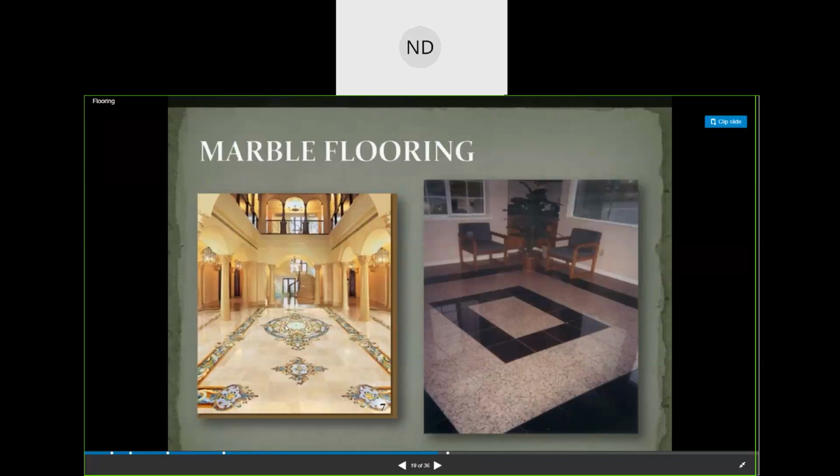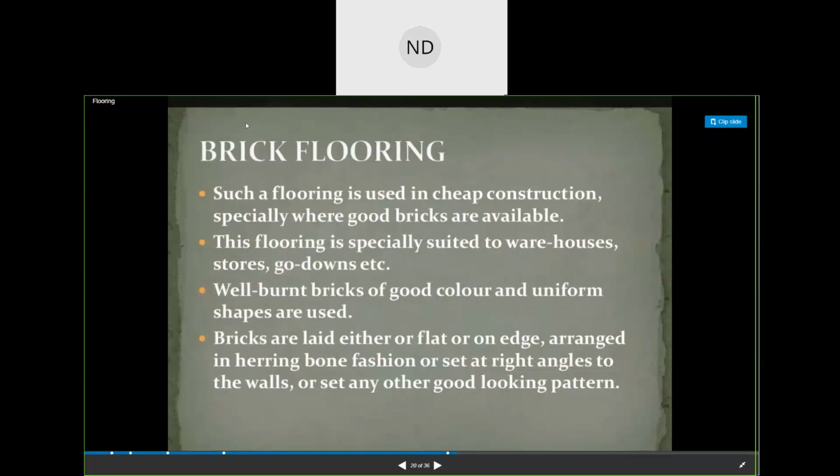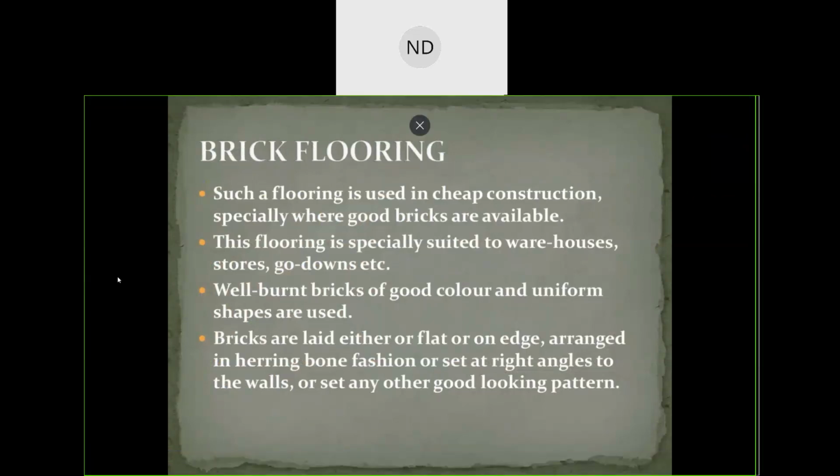Okay, next is your brick flooring, which is used in cheap construction. Obviously, your brick is cheaper as compared to your marbles, tiles, glazed materials or chemicals. Bricks we can easily find nowadays. Bricks are made up of different waste materials also. So these are the cheapest construction flooring systems, especially where good bricks are available.